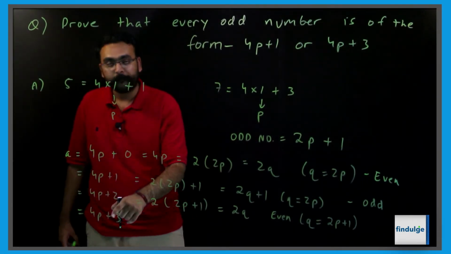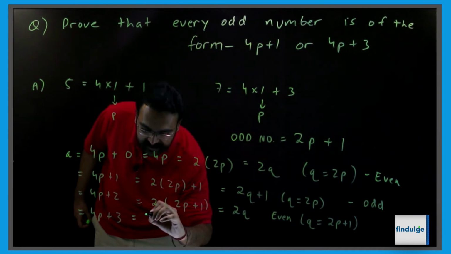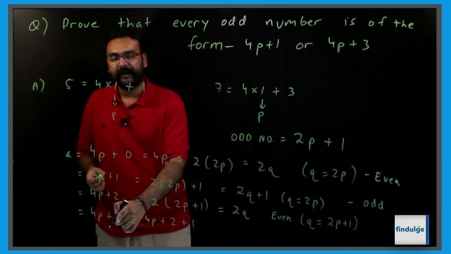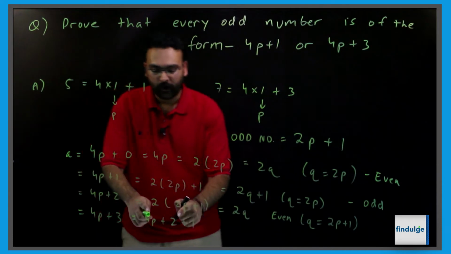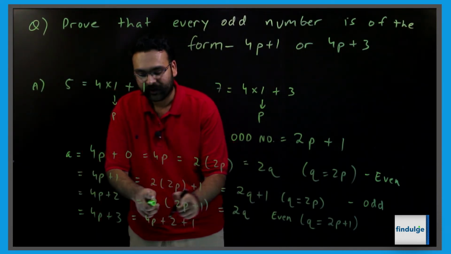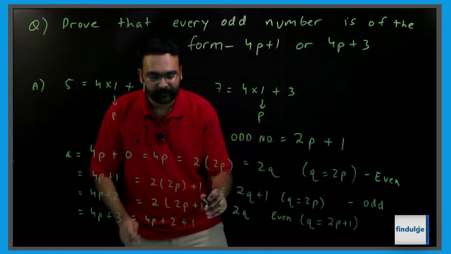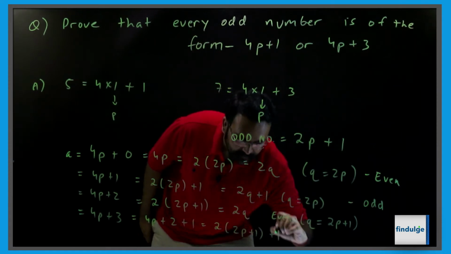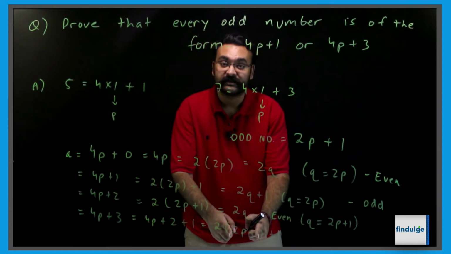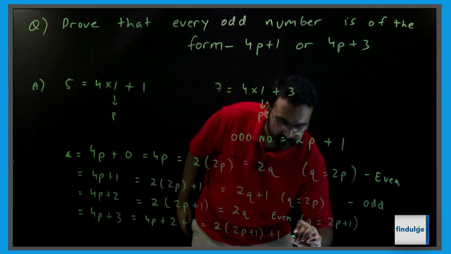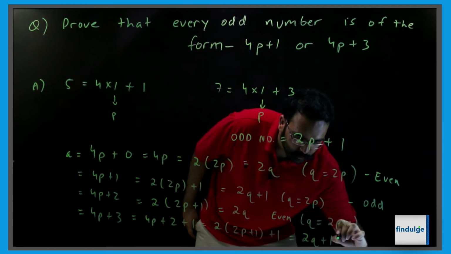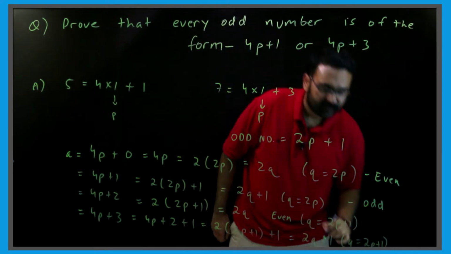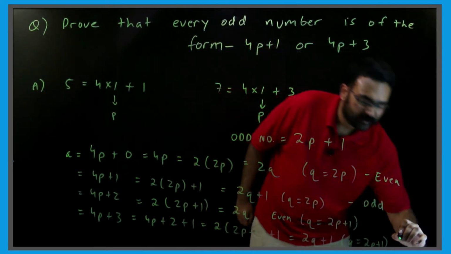And now 4p plus 3 can be written as 4p plus 2 plus 1, simply breaking my 3 into 2 plus 1. We already know that 4p plus 2 can be written as 2 into 2p plus 1, so 2 into 2p plus 1, plus 1. Once again, this is an integer, can be written as q. So I have 2q plus 1, and here again q is equal to 2p plus 1. This once again is an odd number.